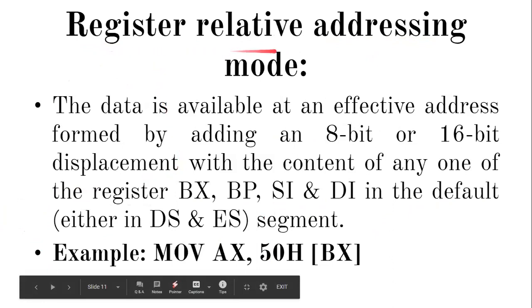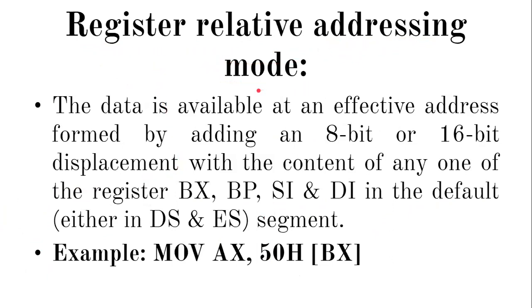Next is register relative addressing mode. It is very much similar to the previous one, register indirect addressing mode. Only difference is there is an addition of some relative displacement. That means the effective address or the actual memory location of the operand is obtained through the indirect addressing by the content of register, and along with that addition of a displacement, 8-bit or 16-bit displacement. For example, as shown in this, MOV AX, 50h[BX].